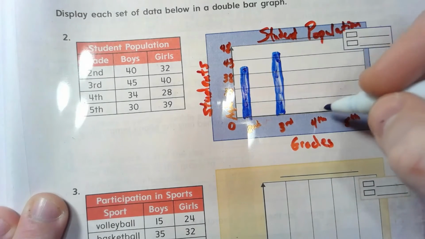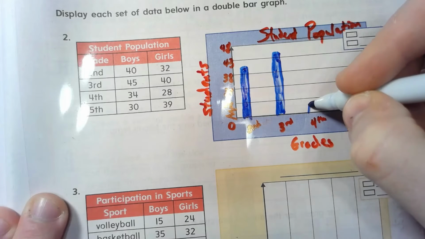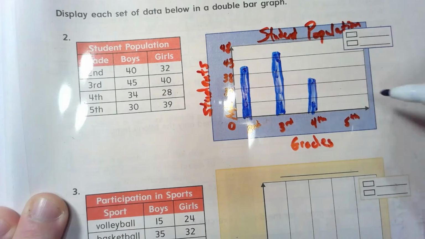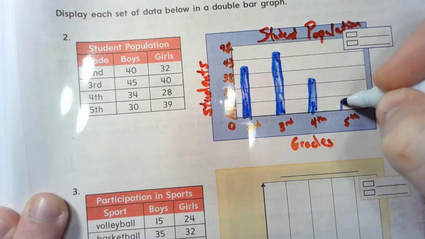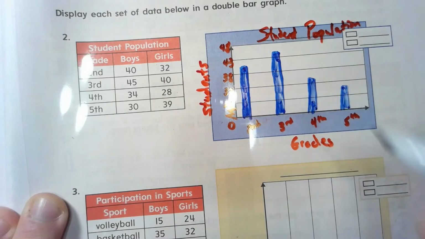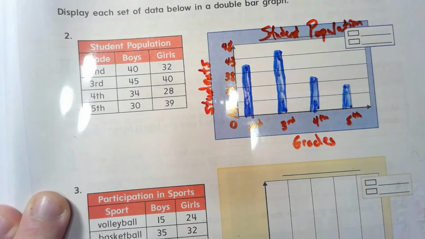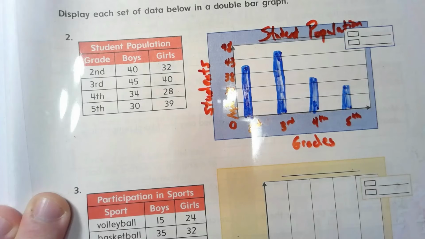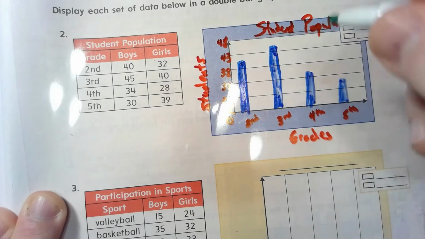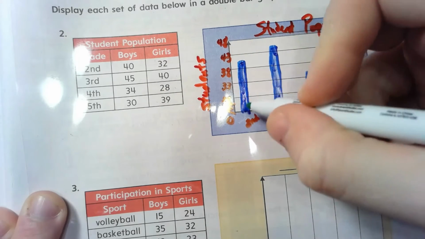For 4th grade, they were 34. And for 5th grade, they were 30. Because all of these are not exactly on any of my points on my graph, I just have to approximate them. And then I'm going to go ahead and graph the girls, which I'm going to make be this green color. So the boys are now done.